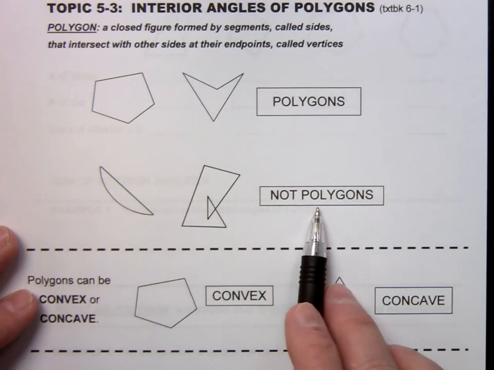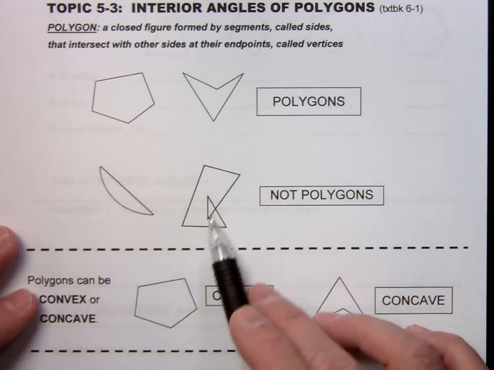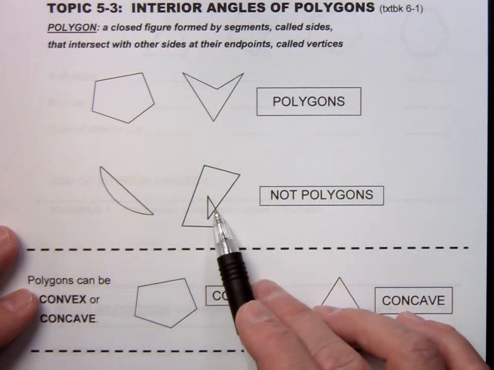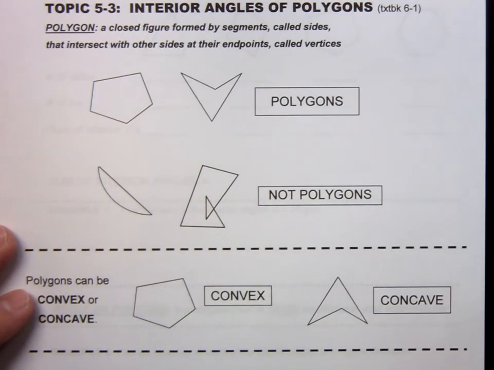These are a couple things that are not polygons. Notice the curved edge, it's not a segment. And then notice that these sides right here are intersecting at a point that is not their endpoints. So that would not be a polygon either.